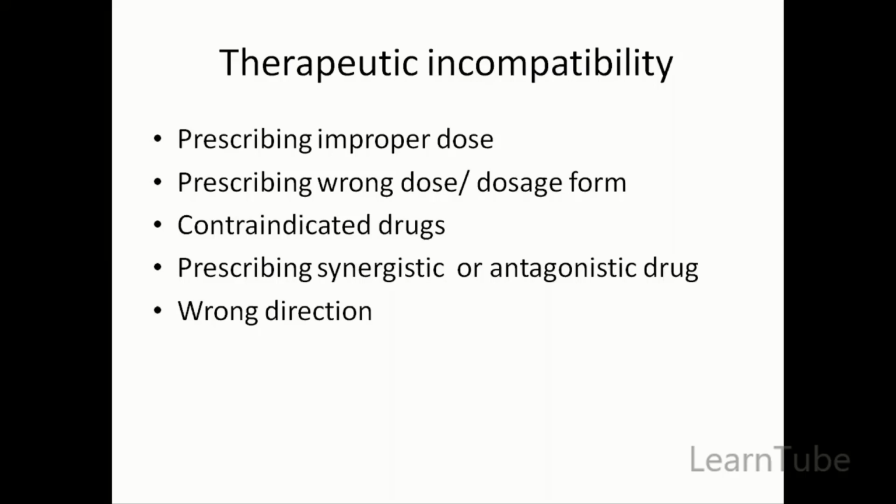Antagonistic examples are amphetamines and barbiturates. Barbiturates have sedative action. Amphetamines cause awakening, or you can say excitement increases if you take amphetamines, and if you take barbiturates you feel low, you feel sleepy. So these two actions are completely opposite, so those are antagonistic drugs, and they should never be prescribed together. And last is wrong direction. One example of this is tetracycline.